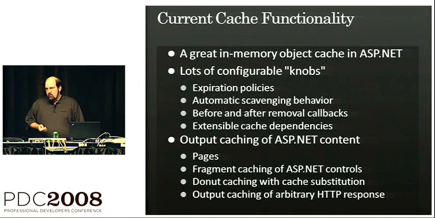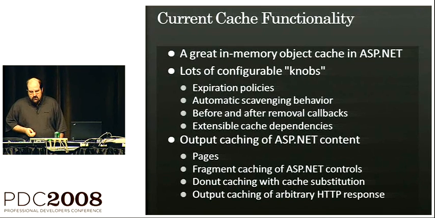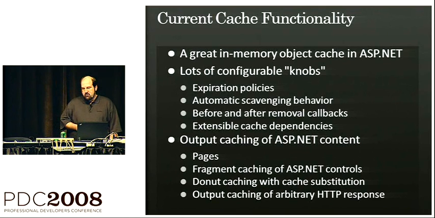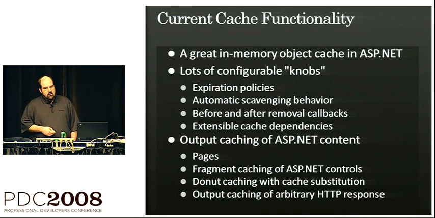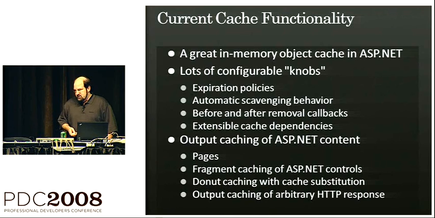Okay, so where are we today? Where are we in the 2.0, 3.0, 3.5 framework? There's obviously a built-in in-memory cache. It lives inside of ASP.NET. It has a lot of functionality that folks have gotten accustomed to using over time. As we like to say, there are lots of knobs that you can wag for controlling how things get put into the cache, how they get expired, whether you have time-based expirations or use business logic to expire stuff. And then in addition to the object cache, there's the output cache.